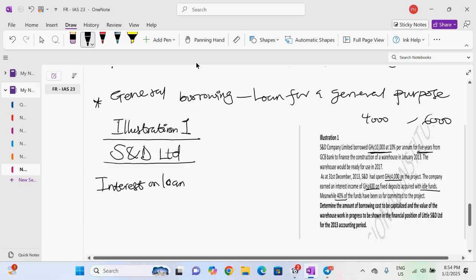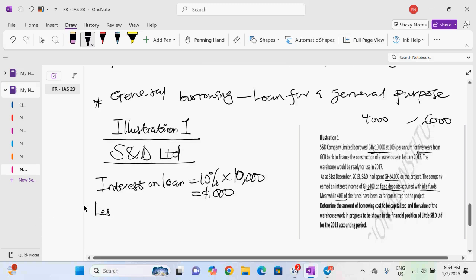Interest on loan is how much? 10% of the 10,000, right? Yes. So that is giving us what? 10% of 10,000 is what? It's 1,000. Okay. So that is the interest on the loan. Now they are telling us that the company invested the remaining 6,000 in a fixed deposit, and the fixed deposit is giving the company 400. So this is the interest on the loan.